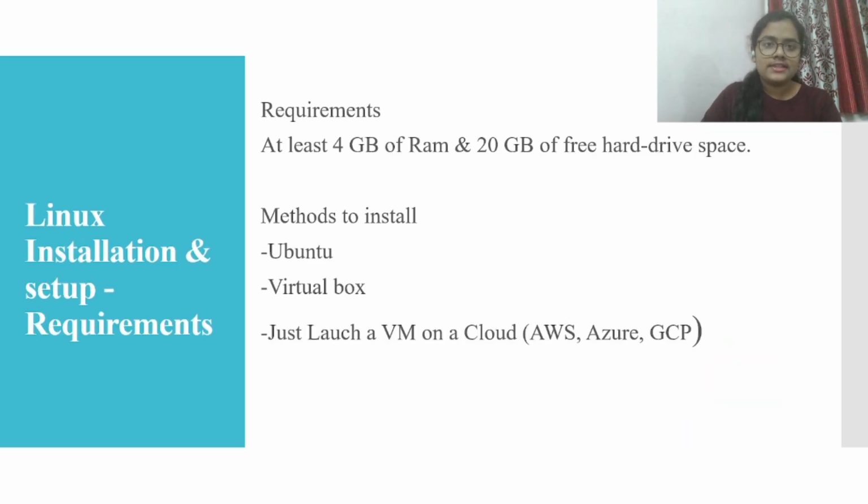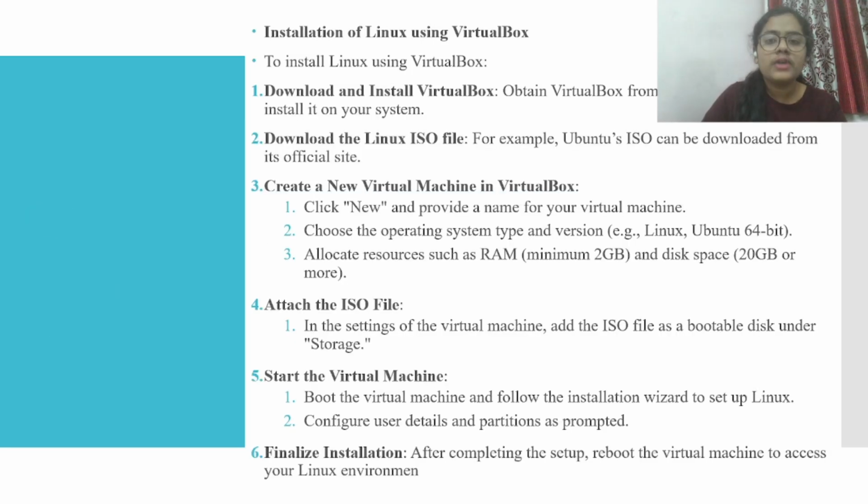Installation in Linux and its setup. The requirement for installing Linux is that you should have at least 4 GB of RAM and 20 GB of free hard drive space. The methods to install are we can simply install Ubuntu, we can install VirtualBox, or just launch a VM on a cloud. In the course, we installed Linux by VirtualBox. To do so, we download and install VirtualBox, then download the Linux ISO file, then create a new virtual machine in VirtualBox, attach the ISO file, start the virtual machine, and finalize initialization.